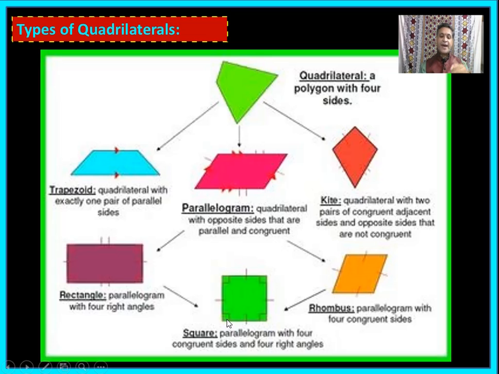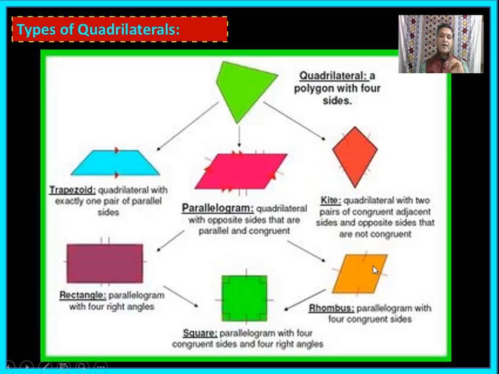Then the square. What is a square? A square is also a parallelogram, like the rectangle, with four congruent sides and four right angles. In a rectangle only opposite sides are equal. In a square all sides are equal. All angles are right angles.